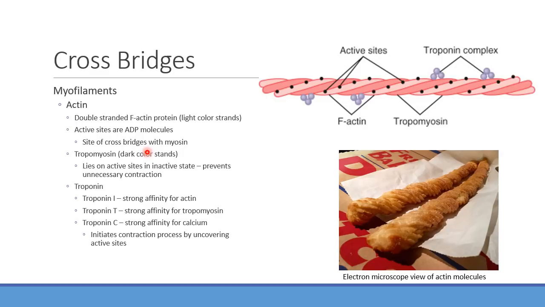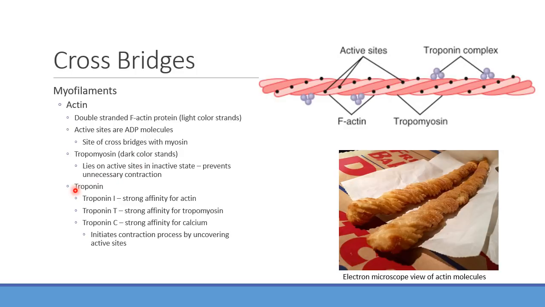So again, normally when you have a relaxed muscle or a relaxed sarcomere, you're going to find that these are going to be covered up. These active sites are going to be inactive because they're going to be covered up by this tropomyosin, this kind of dark colored strands here. Basically, when they are covering up the active sites, they prevent unnecessary contraction from occurring. Okay. Now the question is, well, how do you get that tropomyosin out of the way so that it can actually interact with the active sites? And that's where troponin is actually going to be coming into play here.